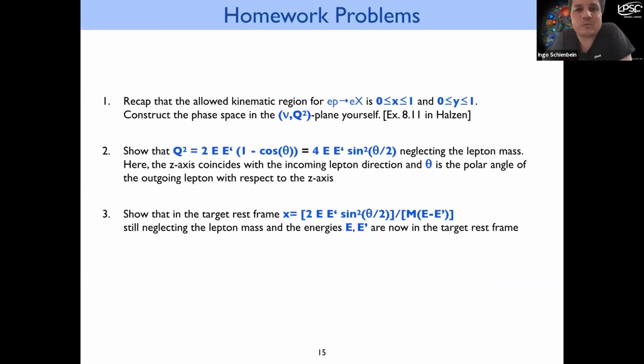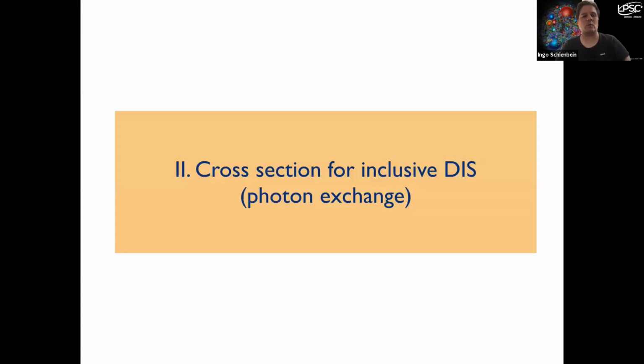So, first homework problems: work out some of the kinematic relations. Some of these exercises are from Halzen. For example, work out Q square in terms of the energy and the angle of the scattered electron, and show that there is a formula for Bjorken x in the target rest frame, and so on, to get familiar with the kinematics. Okay. Are there questions so far?